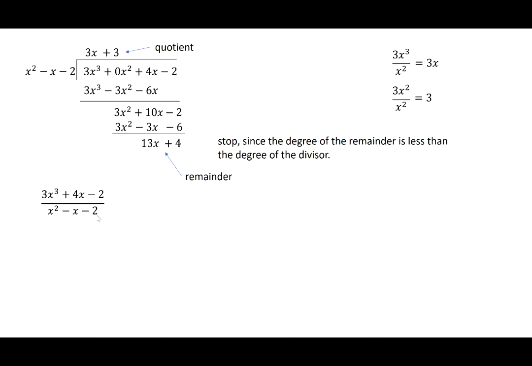And how do we interpret all this stuff? Here is the idea. We say that is equal to the quotient plus remainder over the divisor. Cool? Quotient plus remainder over the divisor. Do I show that? Yeah.